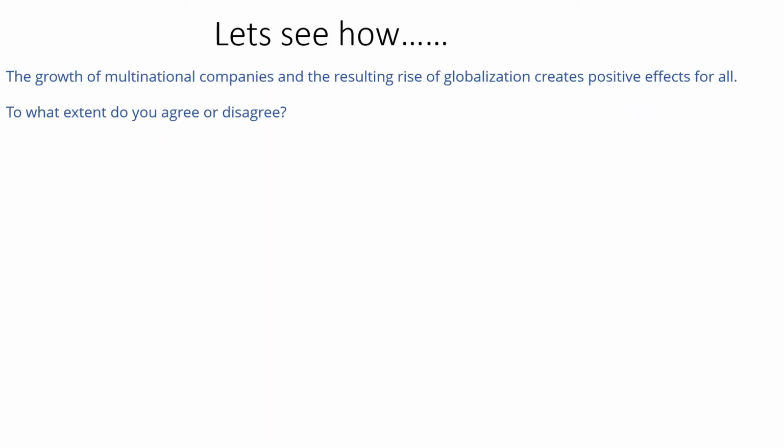Let's go further. Okay, here is a typical IELTS question. Let's try to figure this out. Now, here is the question. The growth of multinational companies and the resulting rise of globalization creates positive effects for all. This is what the topic says. And what do I need to do with the topic? I need to either agree or disagree. So according to whatever side I take, I would have to agree or disagree, right?